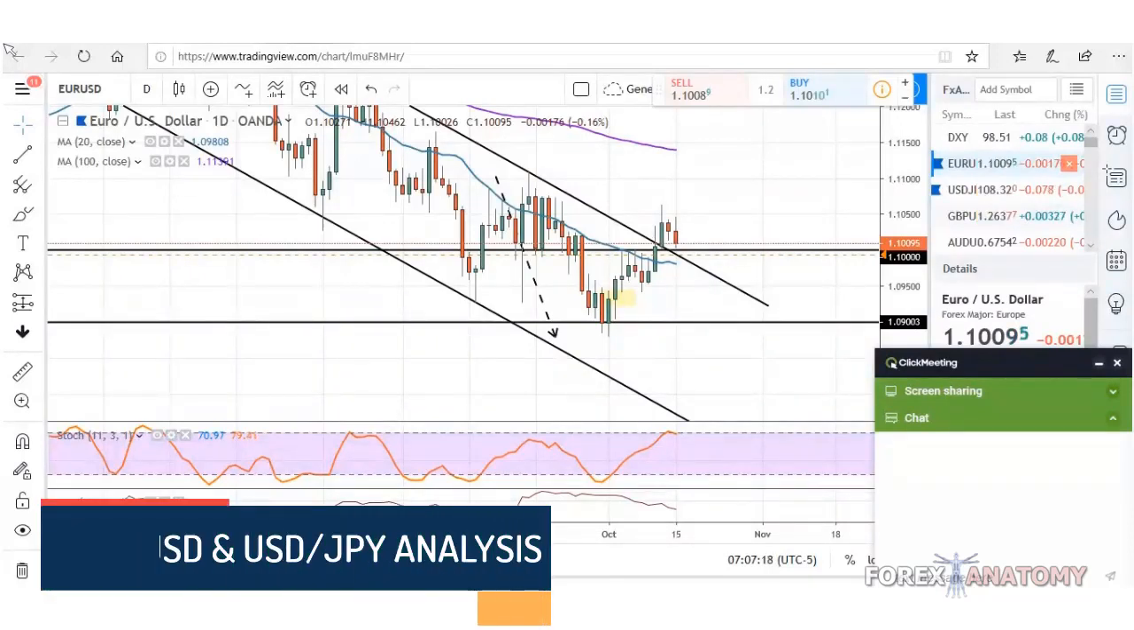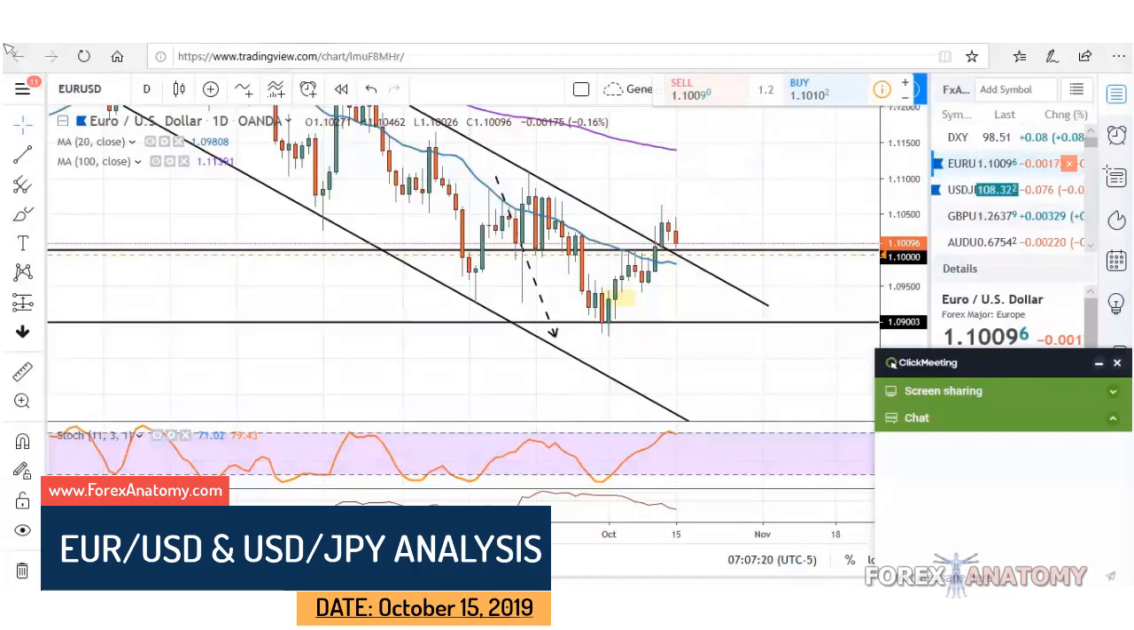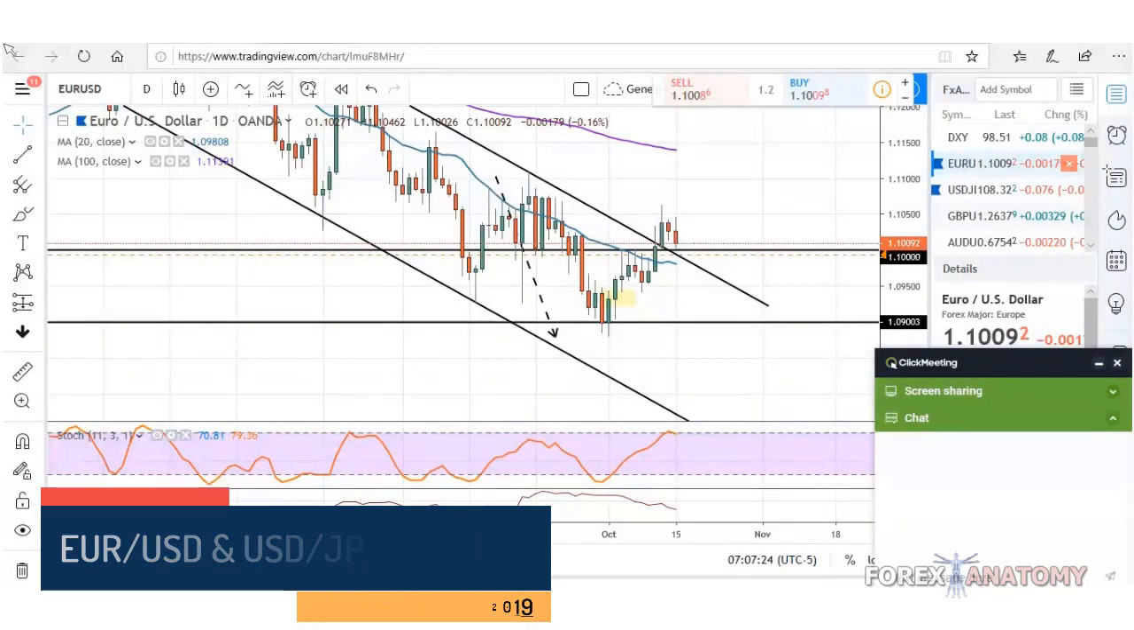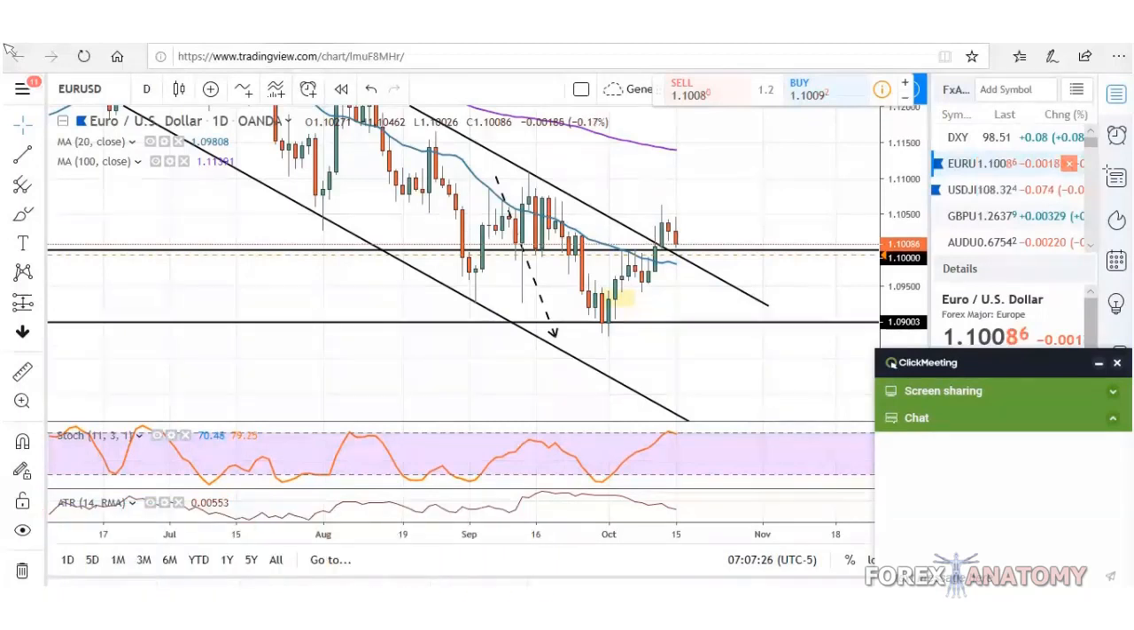Today is October 15th, 2019, and what we're going to do is take some time to look at two of our favorite currency pairs, which are the Euro USD and the Fiber. We're going to take a little bit of time just to observe what's taking place on those particular pairs.